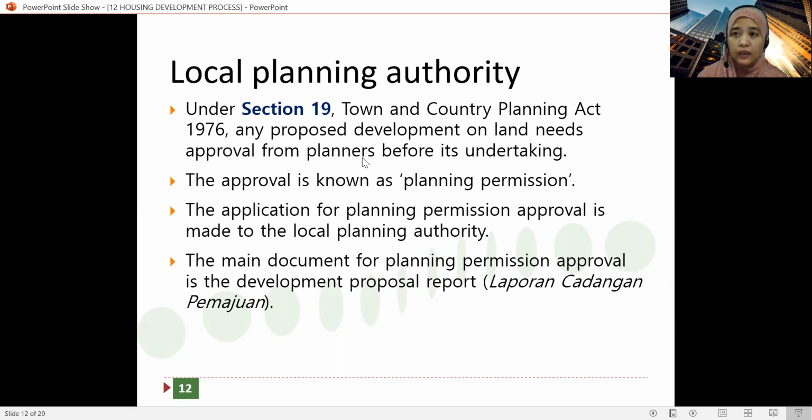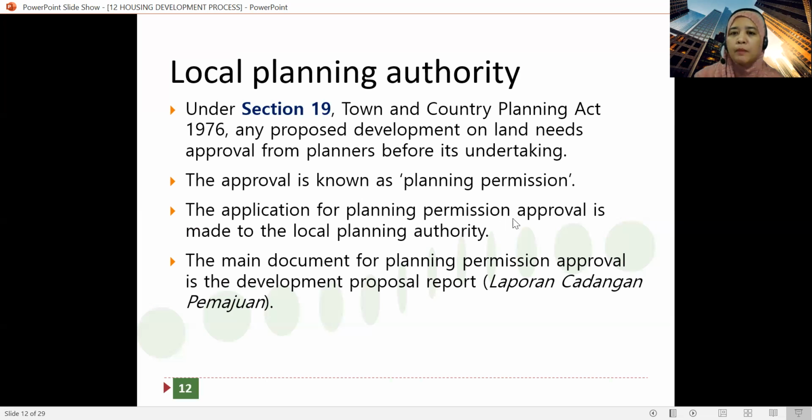Your friend dekat UP tu, bila dia dah keluar UM, some of them will work in local authorities. Dia kerja majlis Bandar Ampang, Ampang ke DBKL ke. These people will approve your application kalau you kerja dengan developer. Okay. This approval is known as planning permission. Kebenaran merancang.